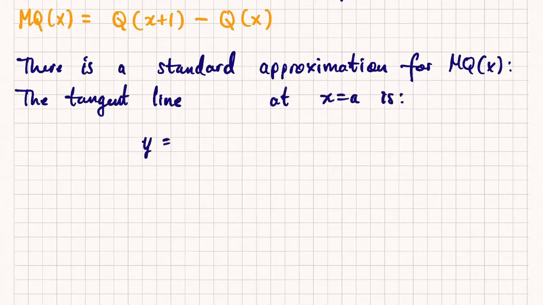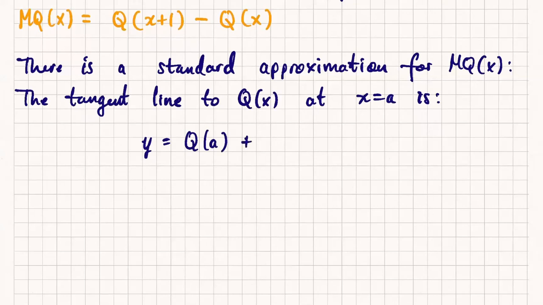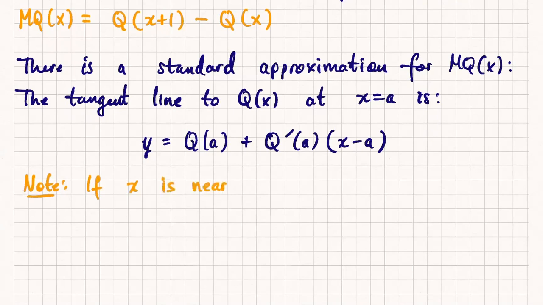The tangent line to Q of x at x equals a is what? It's Q of a plus Q prime of a times x minus a. Note, if x is near a, then what does this mean? We've been talking about this the whole time. Then that means the original function Q of x is approximately equal to Q of a plus Q prime of a times x minus a.